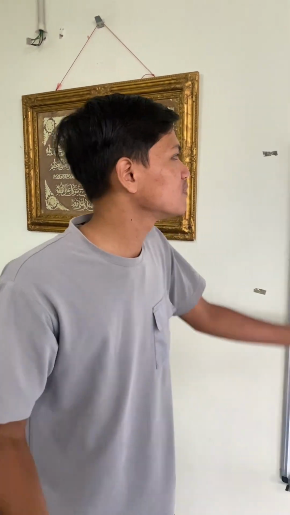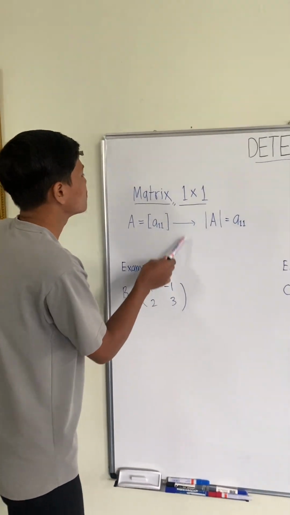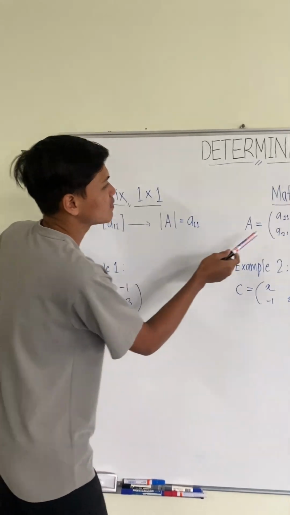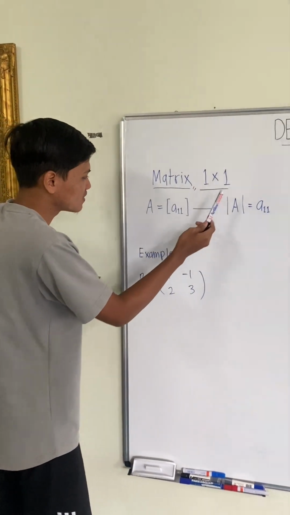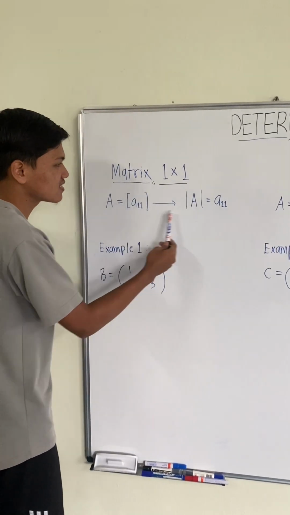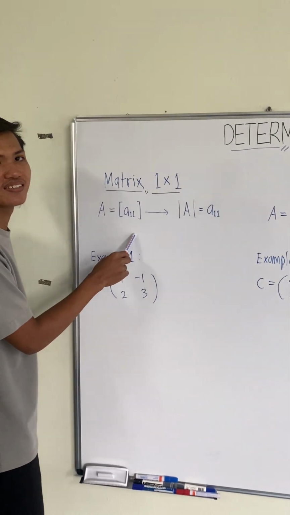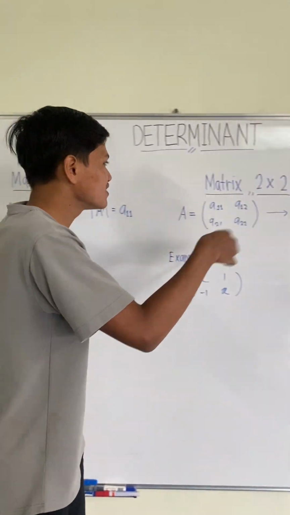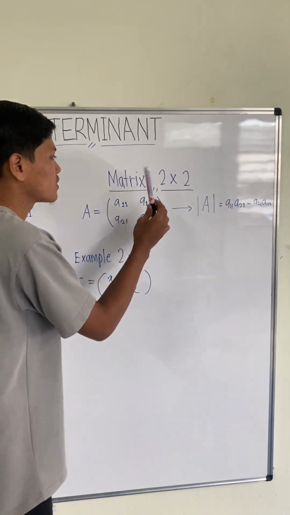Today we're going to talk about determinants. We have the determinant for a 1 by 1 matrix and a 2 by 2 matrix. For a 1 by 1 matrix, it's easy: just write the same thing. Okay, so we're going to go for the 2 by 2 matrix.